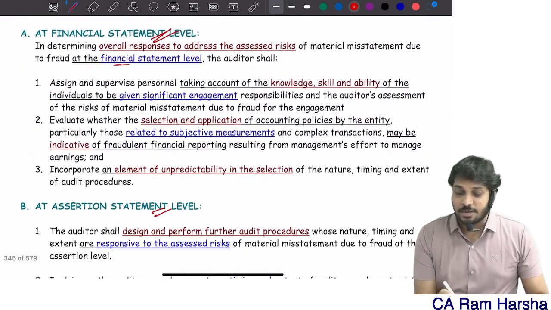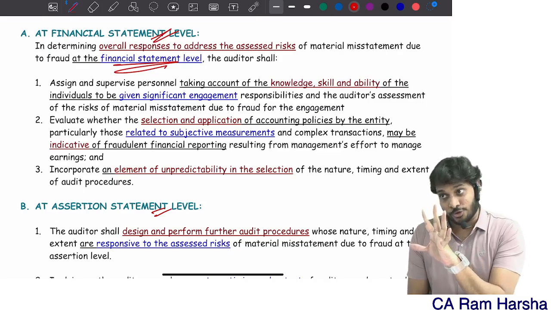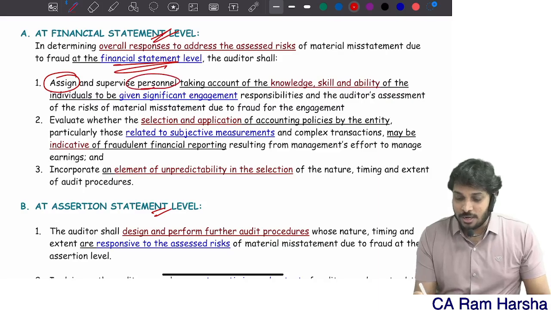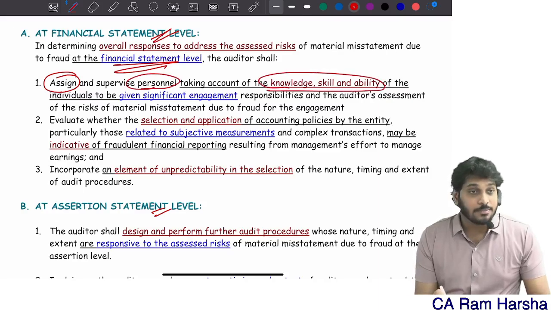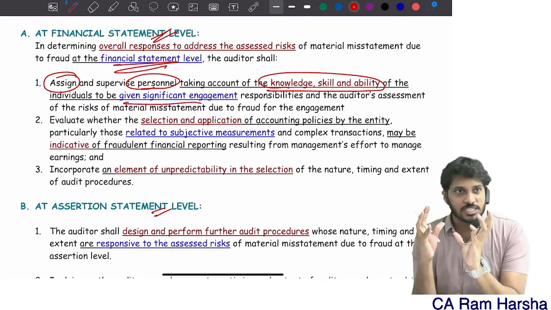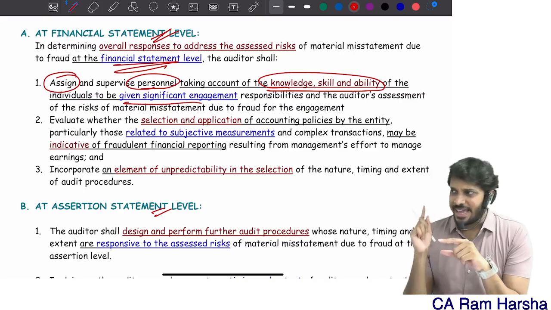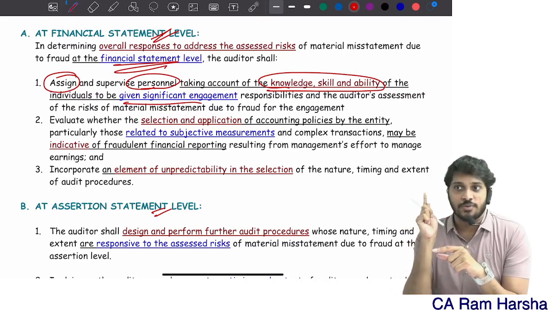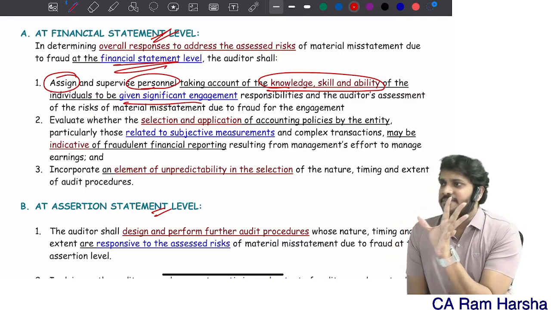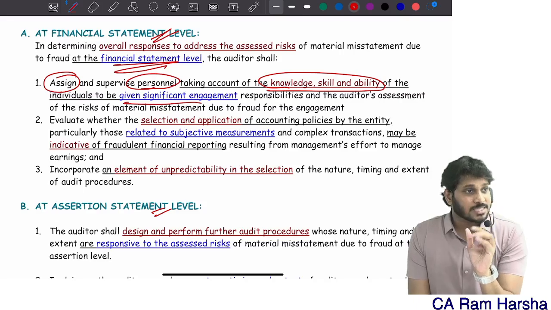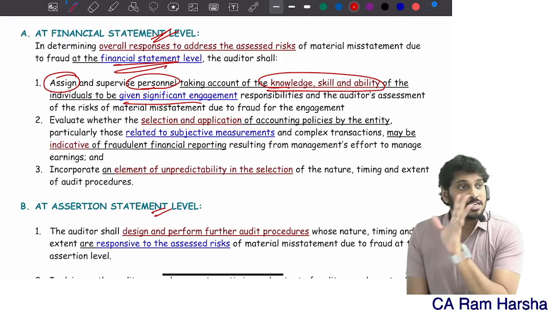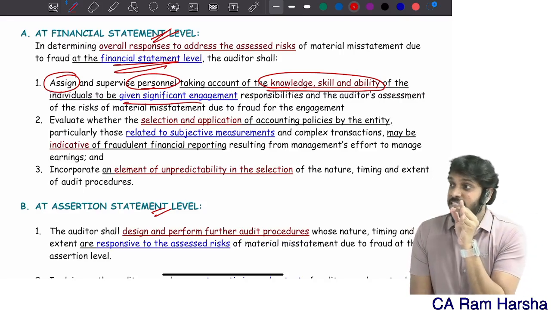At financial statement level, if you identified any fraud, what you have to do is assign personnel taking into account their knowledge and ability for the given engagement. If you find any financial statement level risk of fraud, assign a competent person within your team to address this risk. What is a financial statement level risk? It is a risk where not a specific element but multiple elements will be affected. This is called pervasive risk.